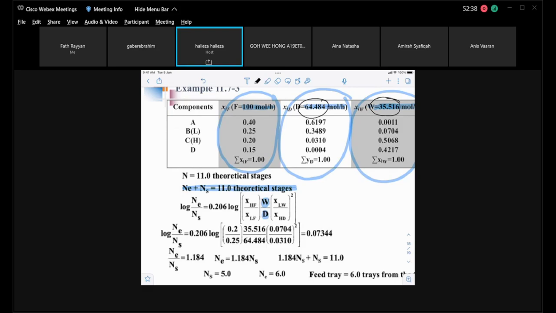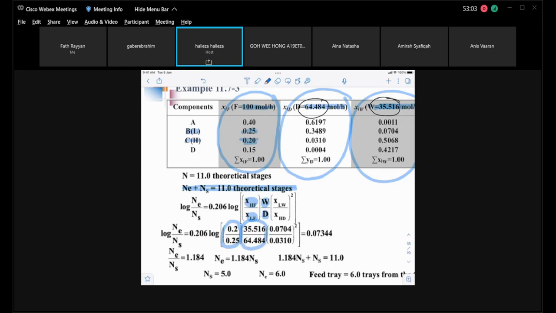For your heavy key in the feed, this is your heavy key. This is the composition of your heavy key in the feed. That's going to be 0.2 there. For the light key in the feed, 0.25, that's 0.25 there. So we have already substituted there. That's the flow rate that we just mentioned earlier.